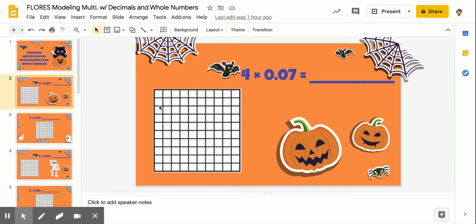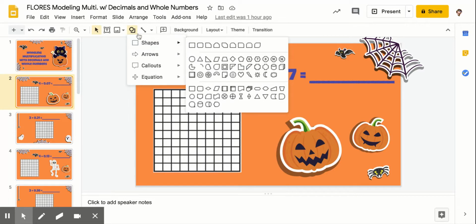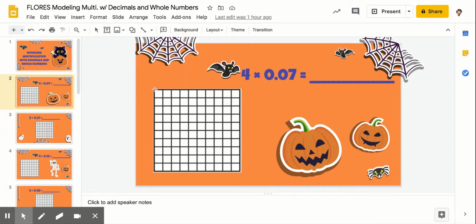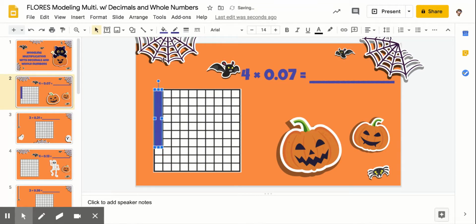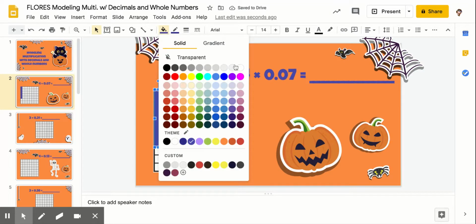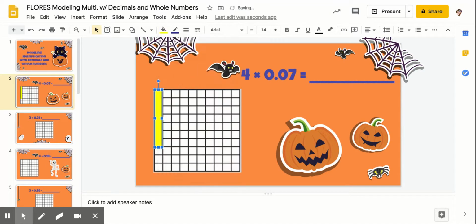Since you can't color in squares on this, you're going to use the shape tool to add your own shape. You just go to the little shape tool, go to shapes, the rectangle tool. You're going to drag it to where you cover 7 hundredths, right? So I've got 1, 2, 3, 4, 5, 6, 7. Right there. And so it can color it in this color. You can change the colors, right? Like if I wanted it to be yellow.